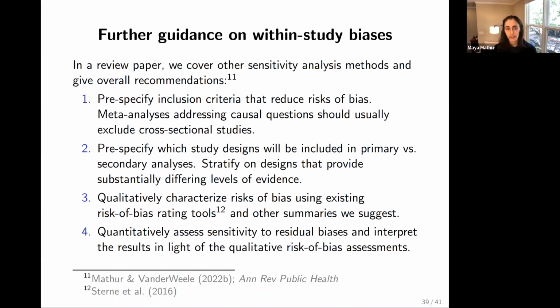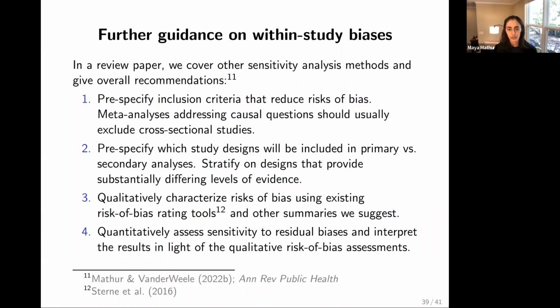In this review paper, we also gave some other recommendations, and certainly other groups like Cochrane have given some great recommendations as well. For example, we suggest pre-specifying inclusion criteria that reduce risks of bias. As I noted earlier, I think that by default, meta-analyses considering causal questions should generally exclude cross-sectional studies. Also, pre-specify which types of study designs will be included in primary versus secondary analyses based on the strength of evidence for causation that they provide, and stratify analyses on designs that provide substantially different levels of evidence.